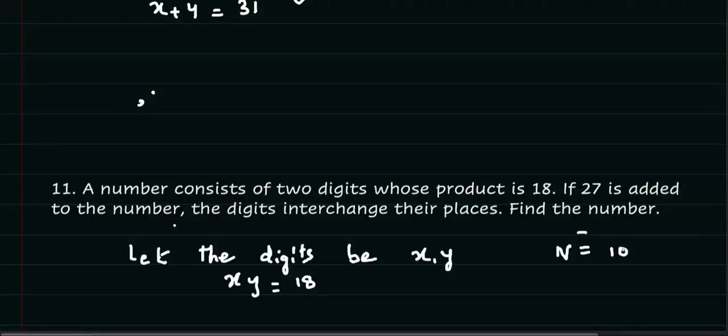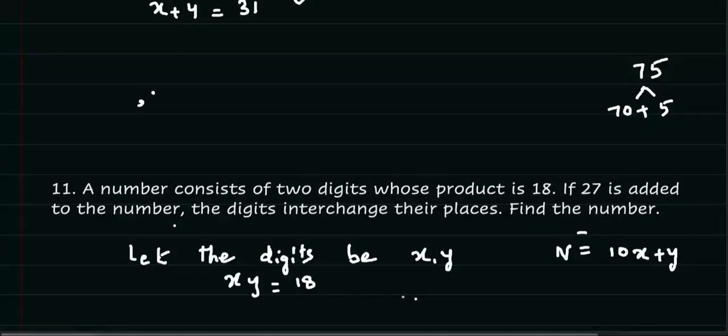The first digit is the tens digit, x, that's why 10x plus y is the number. For example, if your number is 75, how will you split it? You will split it into 7 times 10, which is 70, plus 5 times 1, which is 5, right? Similarly, we are just writing it as 10x plus y, the number.